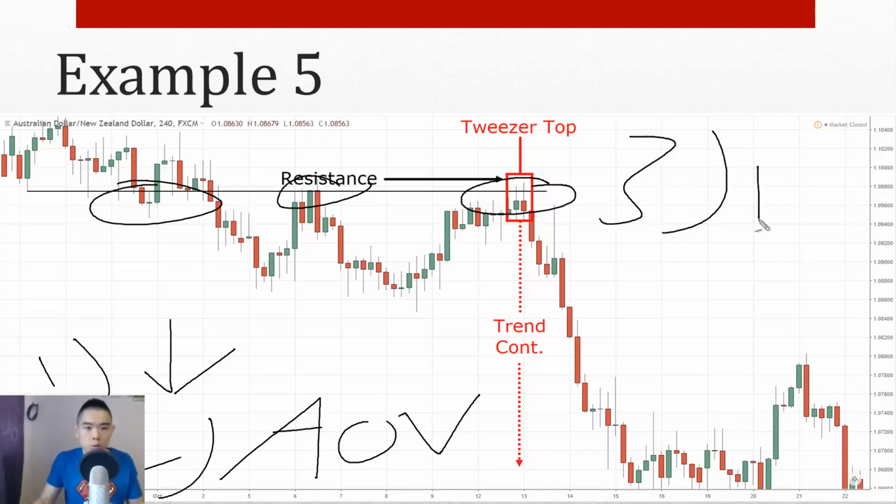Okay, number 3, what is the entry trigger? I think we got something called the tweezer top. As you can see, the price rejected the highs over here one time, then it rejected here a second time, and finally closed near the low. So this is a tweezer top bearish reversal pattern. Traders can look to go short.